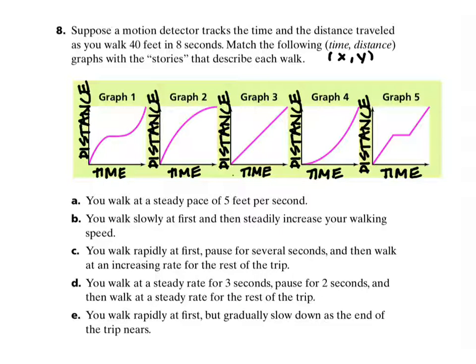Now I want to just focus on one at a time, so I'm actually going to look at the stories A, B, C, D, and E to then help me match those graphs to that particular story. Now, when I look at A, it says, you walk at a steady pace of 5 feet per second. Now, steady means that I'm not going to increase or decrease my speed. It's just going to stay the same, and it's going to stay the same the entire time that I'm walking. So there's only one graph that does not change. It does not curve. It doesn't stop. And that would be graph number 3.